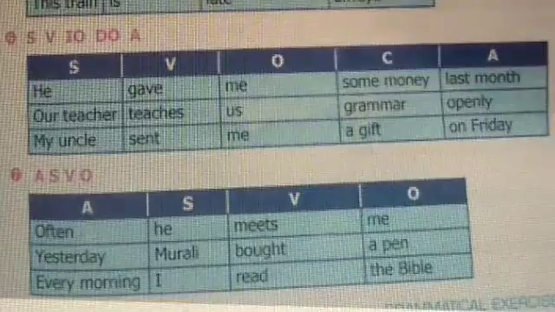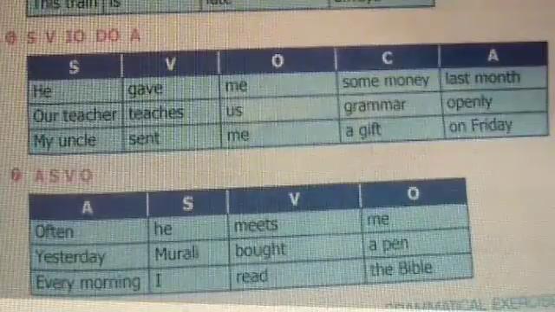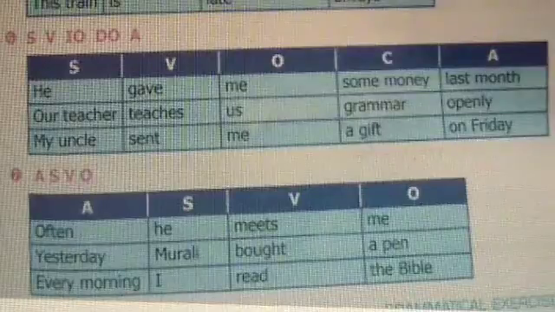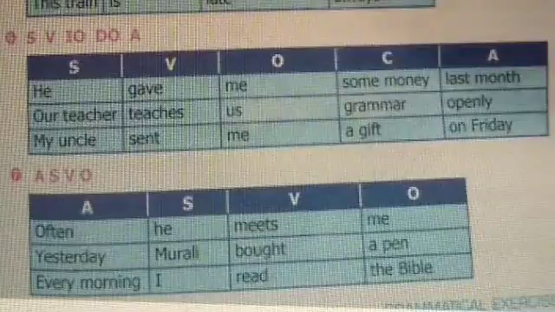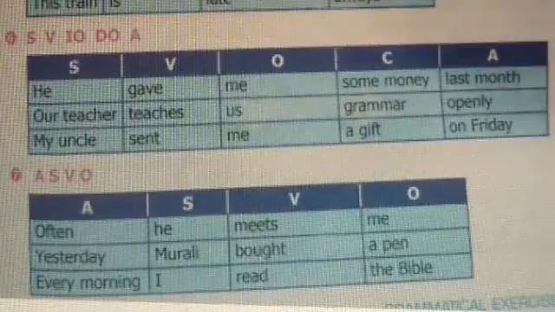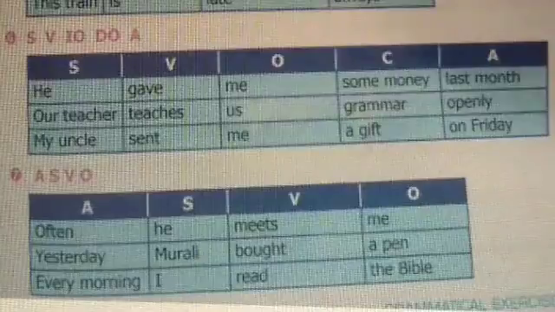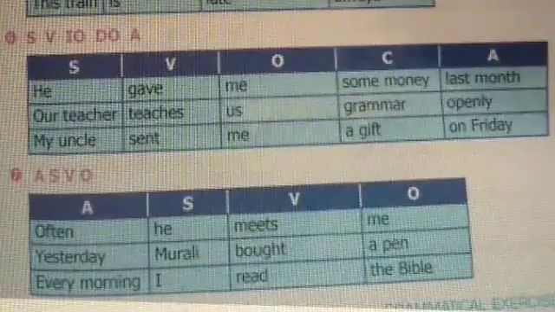Murali bought a pen. Murali subject, bought verb, a pen object. Every morning, that is A. Then subject, I read the Bible. Every morning I read the Bible. So subject is I, verb read, then object is the Bible.